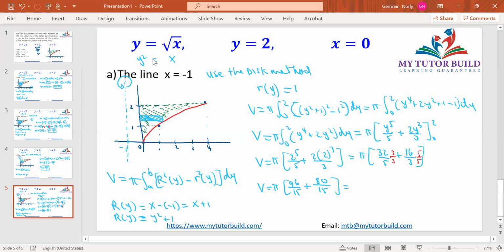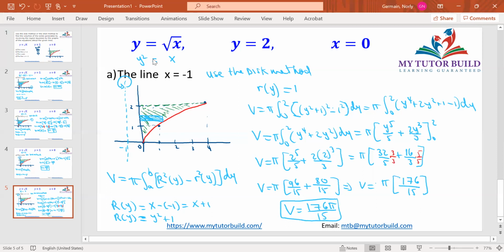Can we just add these two because the denominator is the same? We end up having pi times 96 plus 80, which is 176 over 15. Is there any way we can simplify? There is nothing to simplify. The final answer would be 176 pi over 15.